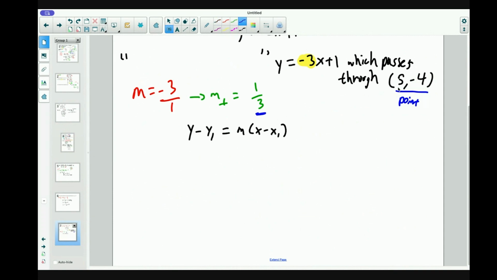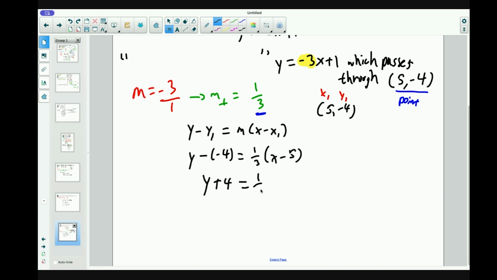I'm going to say that in this case, let's rewrite that 5, negative 4 here. I will call this x1, y1. So let's make those substitutions. y minus a negative 4, so let's be careful here. y minus a negative 4 is going to equal 1/3 times x minus 5. And we can see that when we subtract a negative, it's going to become positive. So I have y plus 4 is equal to 1/3 times x minus 5.